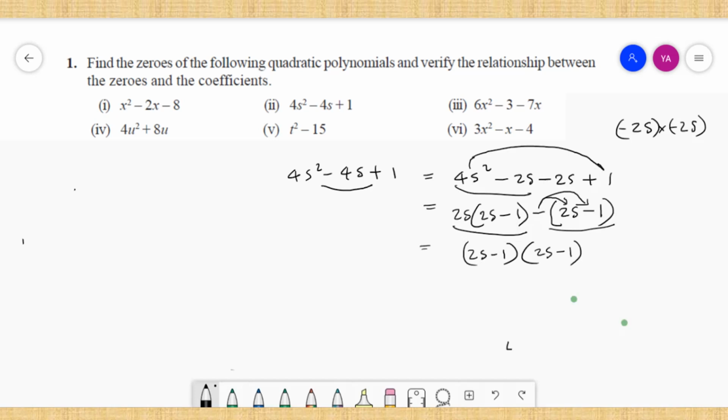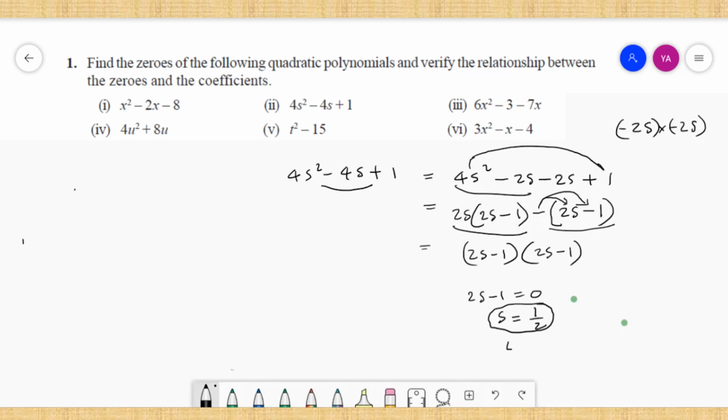So there will be only one zero. We have studied that a second degree polynomial can have a maximum of 2 zeros, it can be 1, and in some situations it may have no zeros. In this case, 2s minus 1 is equal to 0, so s is equal to 1 by 2. The zero of this polynomial is 1 by 2.